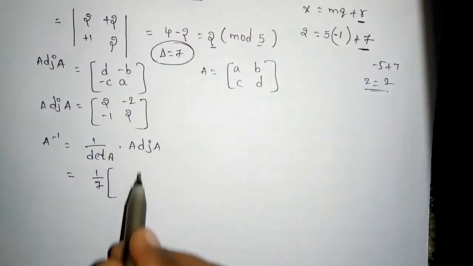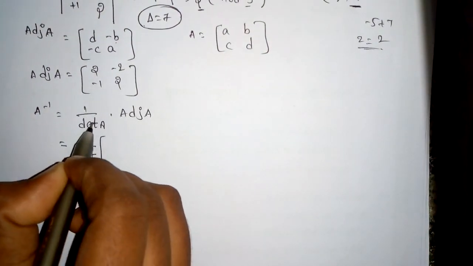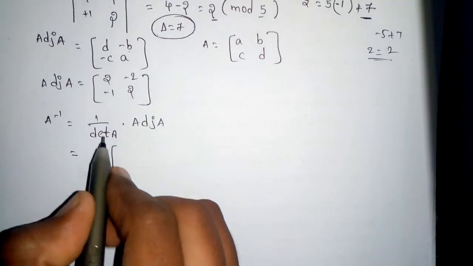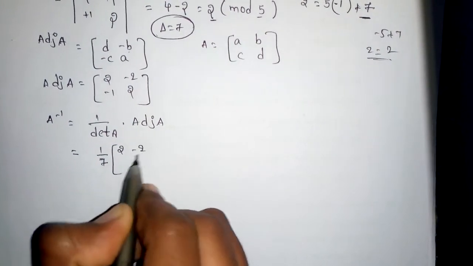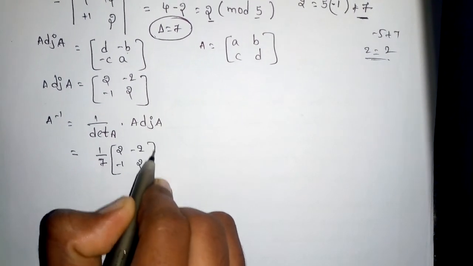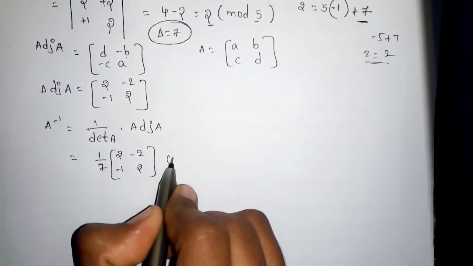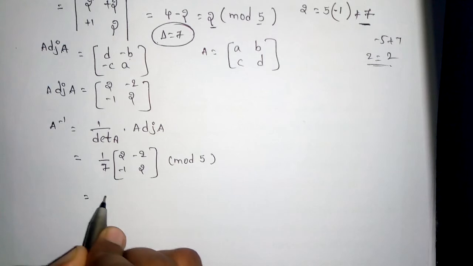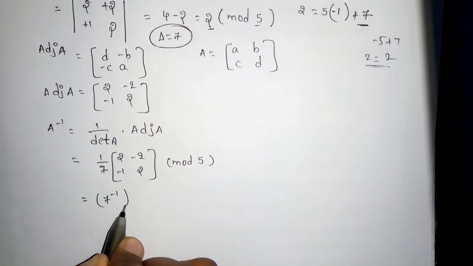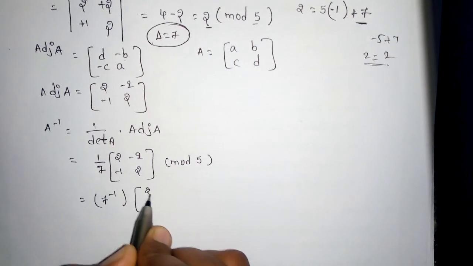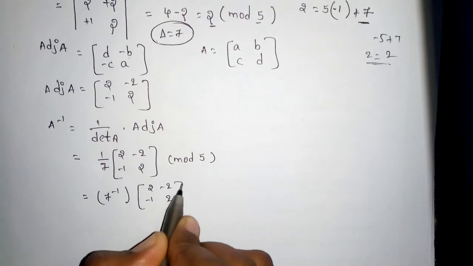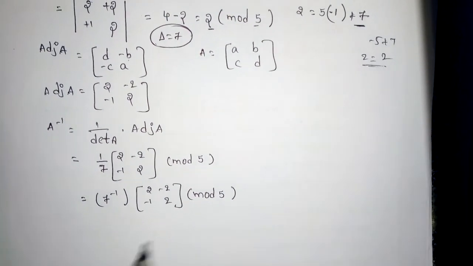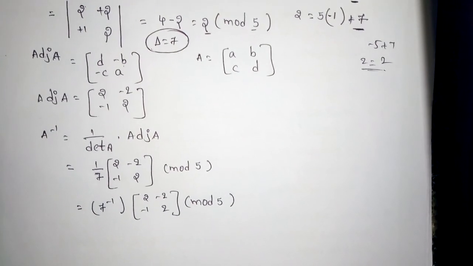We already have the adjoint A. Use this det A, and write the adjoint A: 2, minus 2, minus 1, and then 2. This is the adjoint A we require, mod 5. Then we will write it as 7 inverse. Again it will be the same. Here we have the 7 inverse.